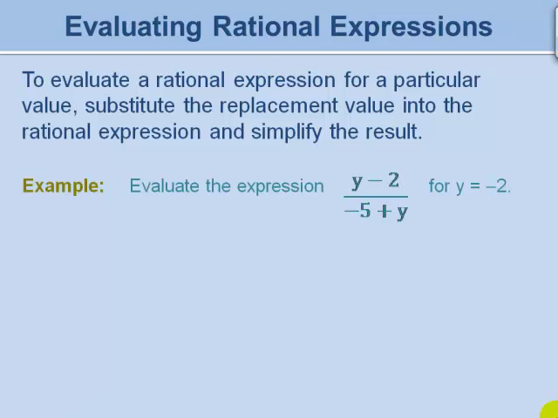Here's our first example. The expression that we want to evaluate is y minus 2 over negative 5 plus y, and our replacement value is negative 2. So what this means is that we're going to substitute negative 2 in place of the y every place that there's a y in this expression. What I'm going to do is rewrite the expression and put in parentheses every place that there was a y in the original expression.